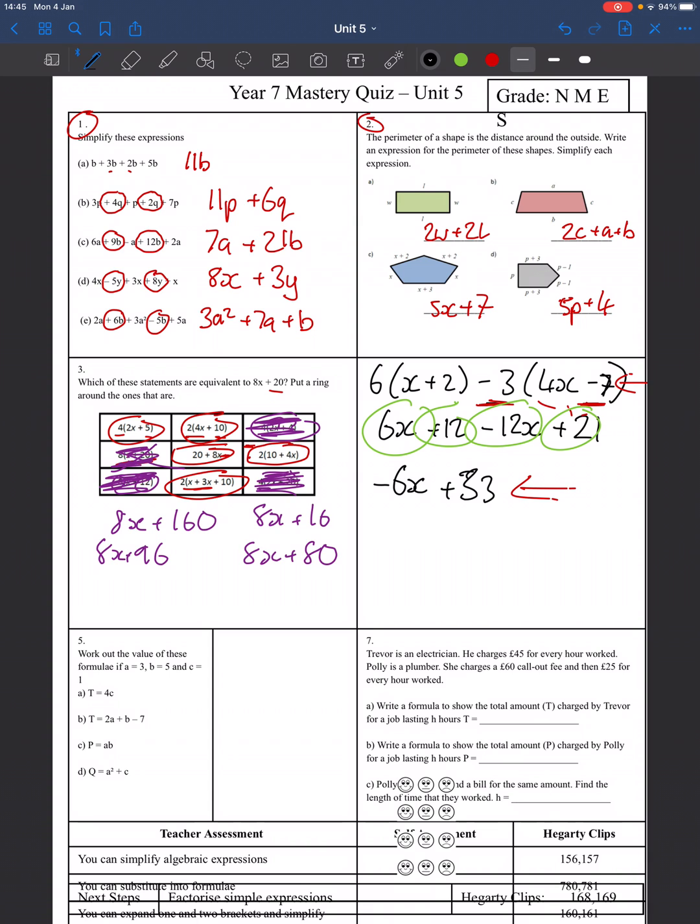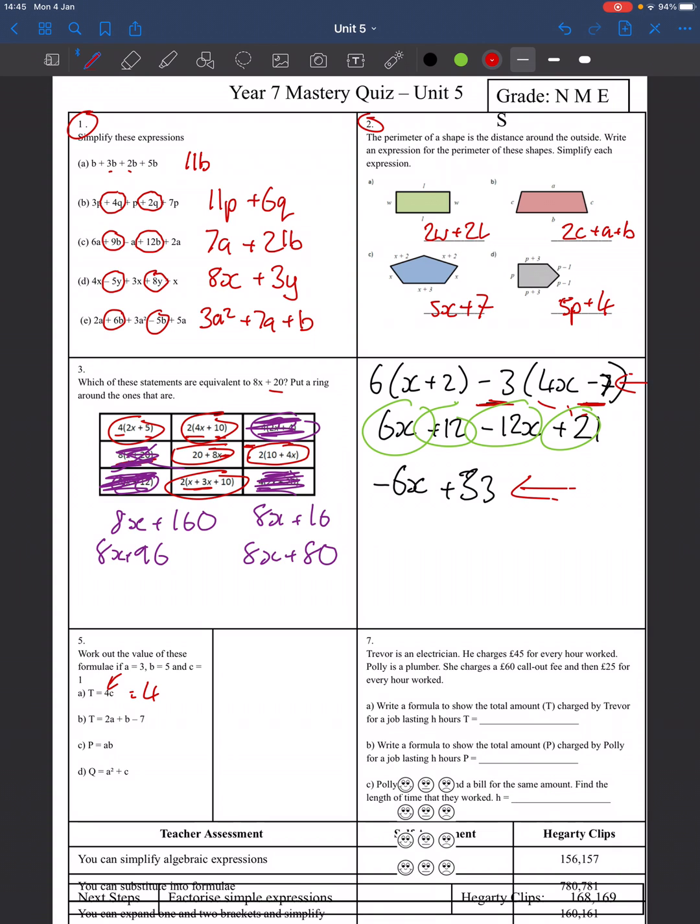So the next one, working out the value of these formulae if A is 3 and B is 5. So and C is 1. So we're just being asked to substitute values in, really. So I'll do this in red. So here, well, if C is 1, then T is just 4 times 1. So that's 4.